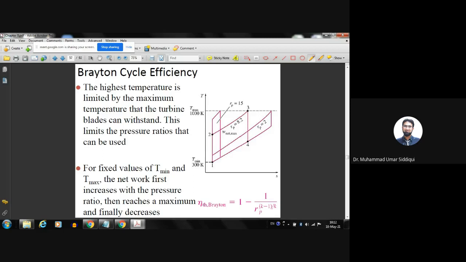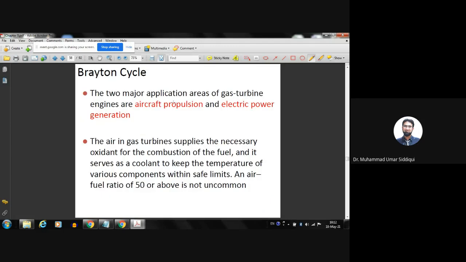So the highest temperature is limited by the maximum temperature that the turbine blades can withstand. This is one of the limitations, and that limits the efficiency of the Brayton cycle. As we discussed before, the Brayton cycle can be used for aircraft propulsion as well as for electric power generation. For aircraft propulsion, we need to add two more components into the basic Brayton cycle. That makes it a new cycle, and we call it a jet propulsion cycle. We are going to study that by the end of this lecture.